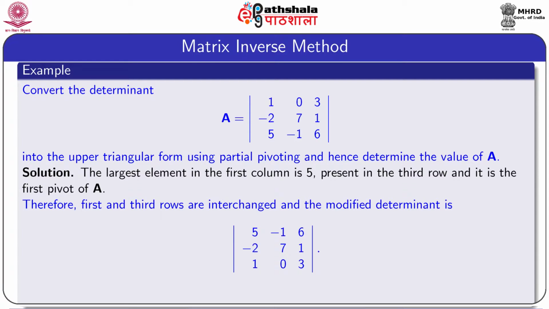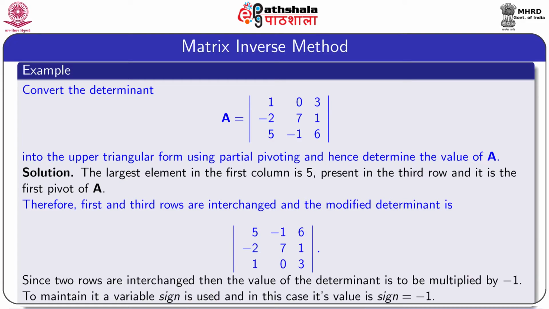After interchanging the first and third rows, the transformed determinant is this one: 5, minus 1, 6, the second row remains unchanged and the third row becomes the first row. Since two rows are interchanged, the value of the determinant is to be multiplied by minus 1. This comes from the properties of determinants in linear algebra. To maintain it, a variable SIGN is used, and in this case its value is minus 1.